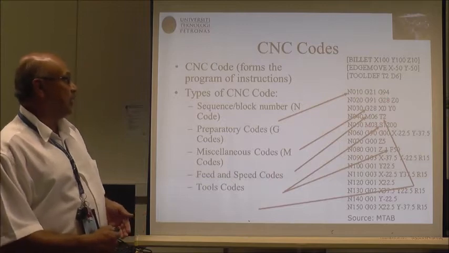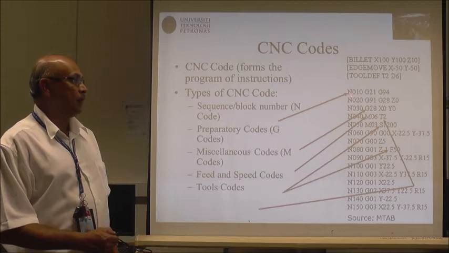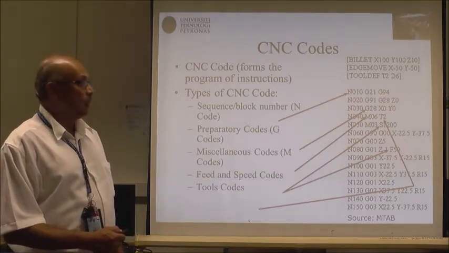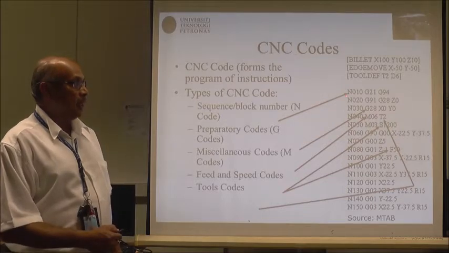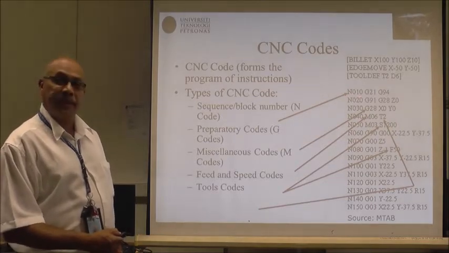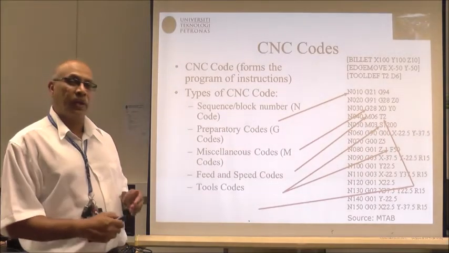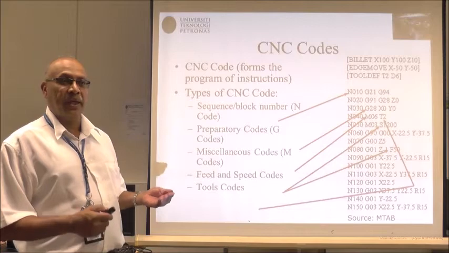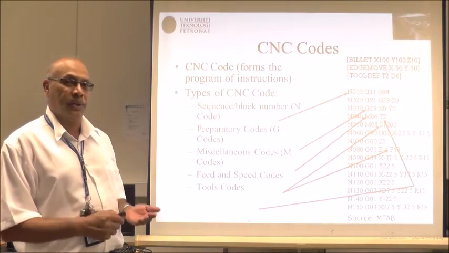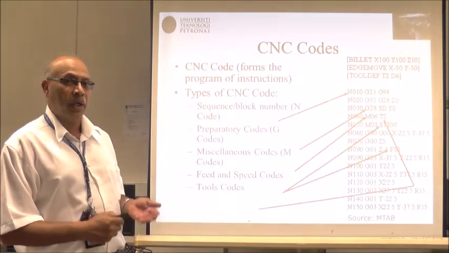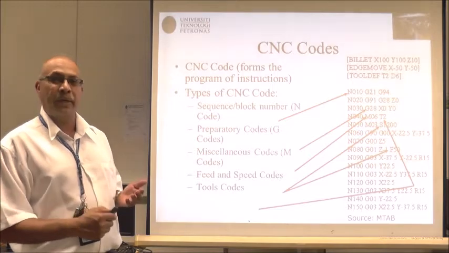From here you can see one is N code. N code is to specify the line number. So this is N10, N20, N30. N10 is the first line, N20 is the second line, and so on. Why N is important is that when you have a huge program and you have an error and you want to discuss with your fellow engineer about some problem in the programming, without the line number it can be very difficult for you to identify where is the problem.